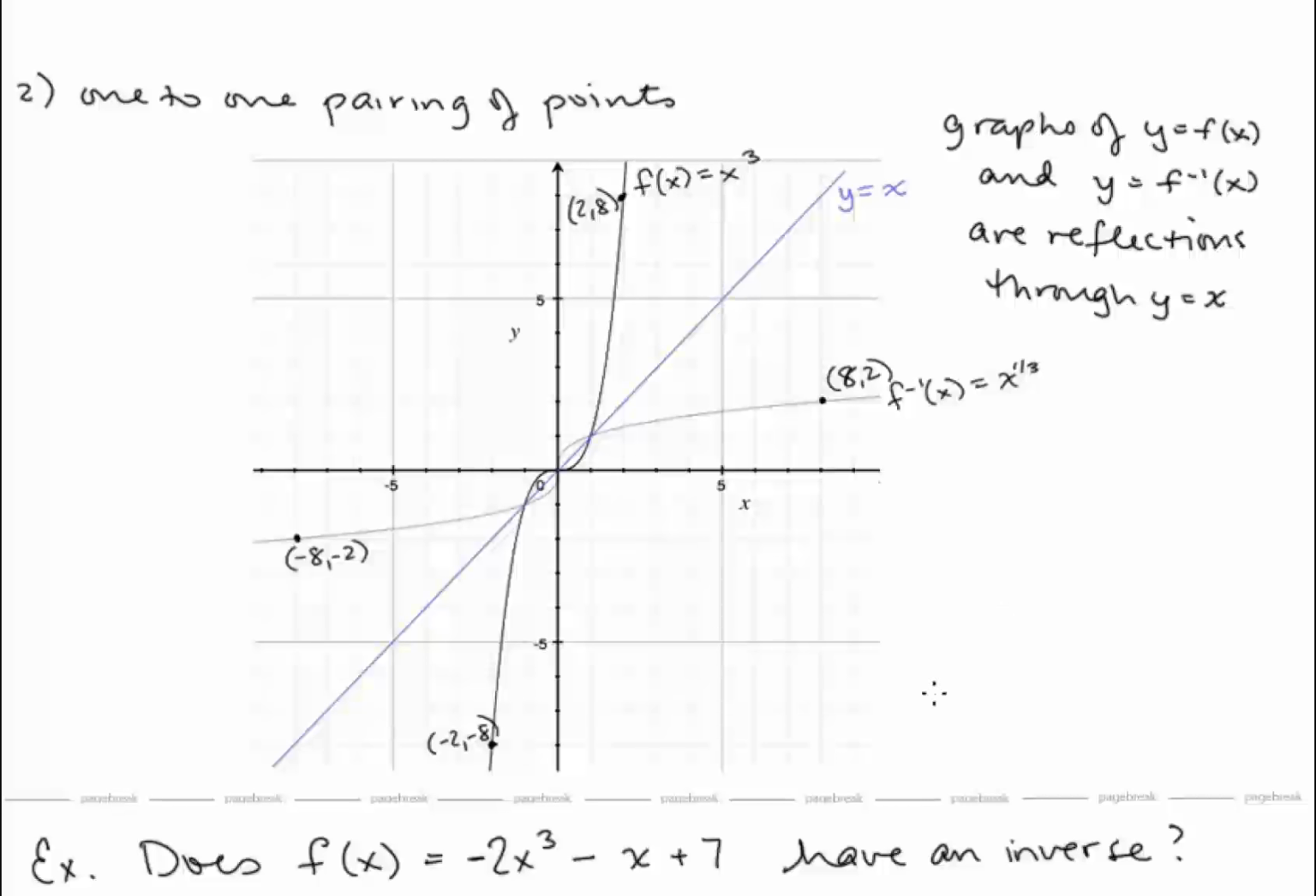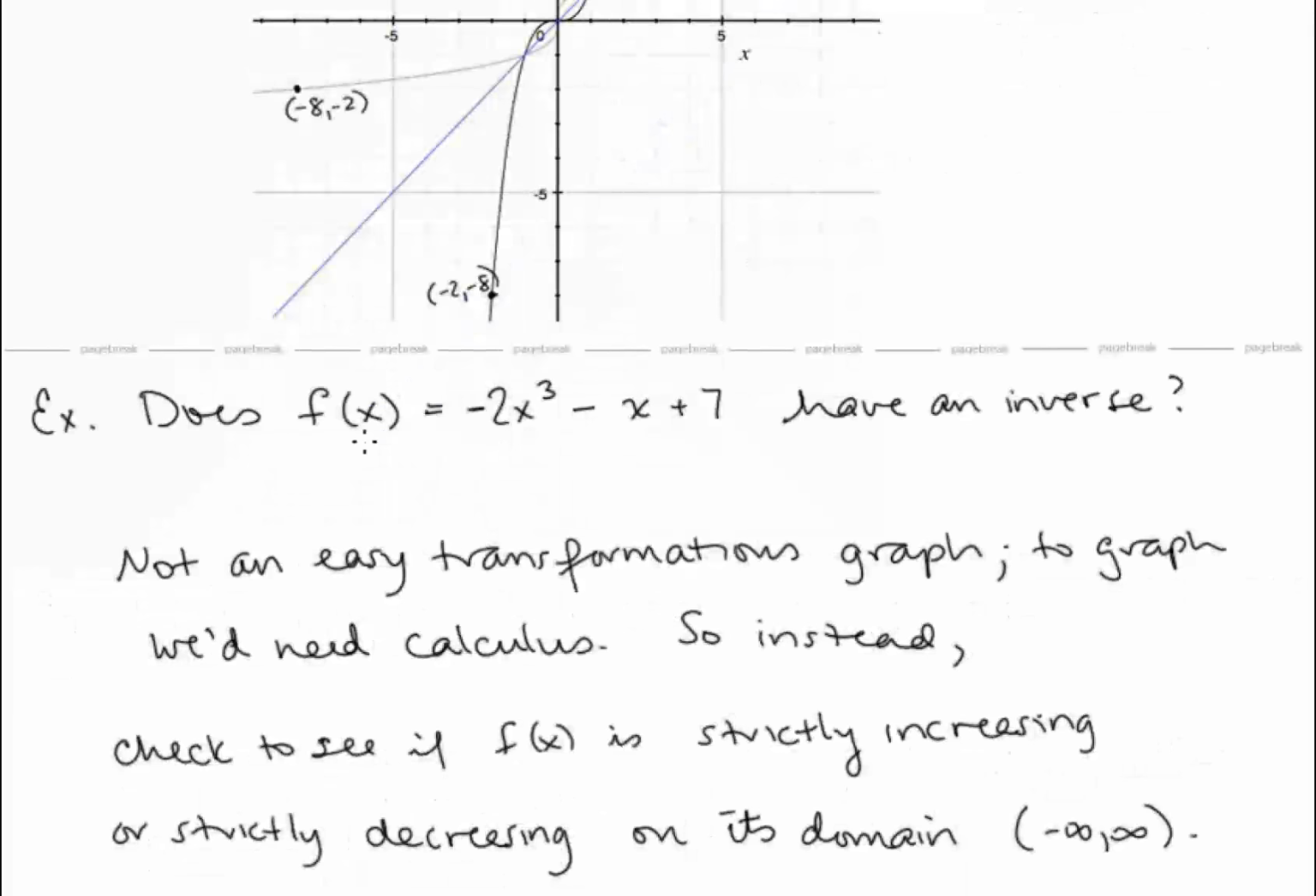So let's take a look at this example. Does f of x have an inverse? f of x is equal to negative 2x to the third minus x plus 7. If we're asking, does it have an inverse, then we're asking, is it one-to-one? Now earlier, the way that we showed a function was one-to-one was by using the horizontal line test. But this is not going to be an easy graph to sketch. We would need to use the methods of calculus to sketch this graph.